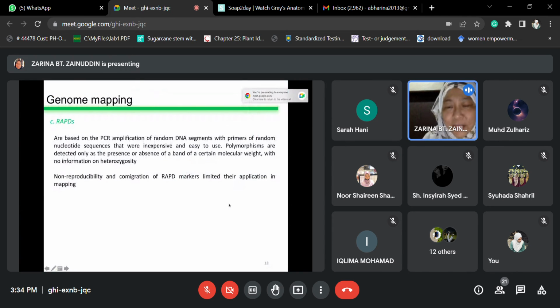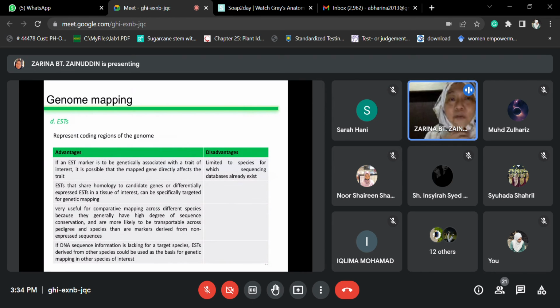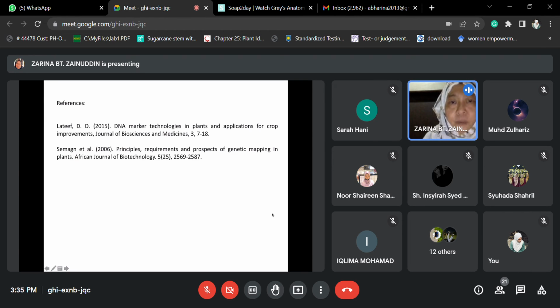Okay, so this is RAPD. Then we have EST. I'll show you the video so that you will understand. EST is actually expressed sequence tag. As the name says, expressed sequence tag, meaning what is being expressed. So this marker will represent only the coding region of the genome, because only those are being expressed. So EST marker. I will give you a few papers to read to help you.